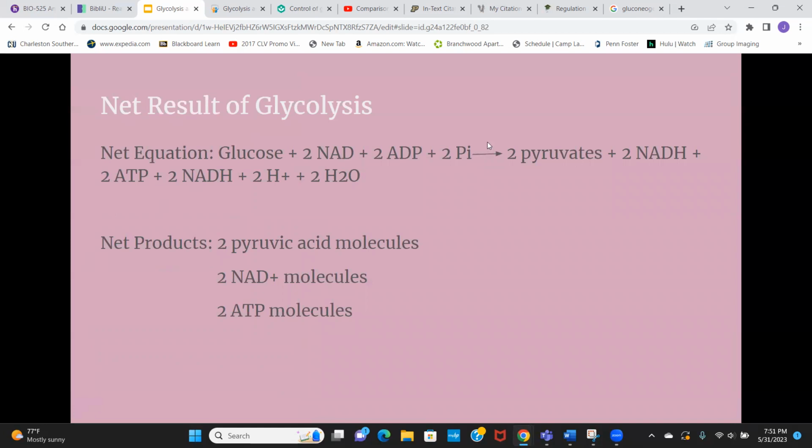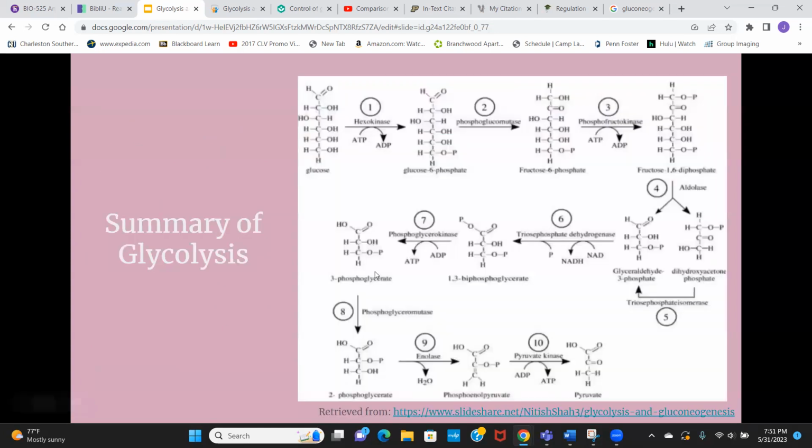This is kind of the, if you need to see it in this kind of format, if that helps you, this is the net equation up here. Well, here's our net products, right? We're going to have 2 pyruvic acid molecules, those 2 pyruvates we end up with at the end, 2 NAD positive molecules. If you're paying attention to those guys, let's see. Those are going to be converted down here as well.